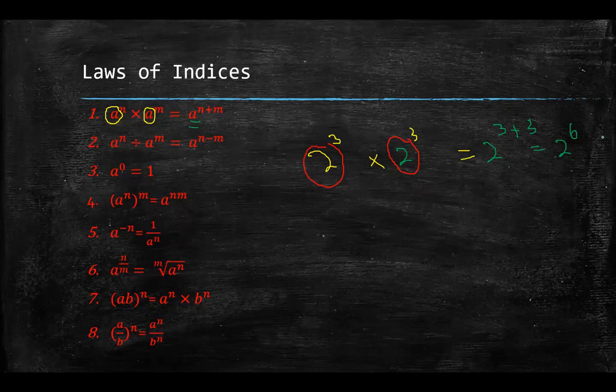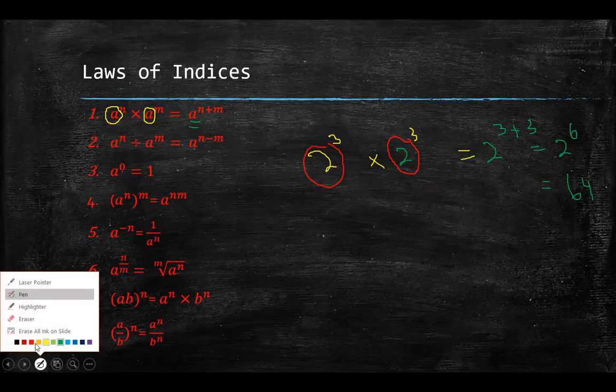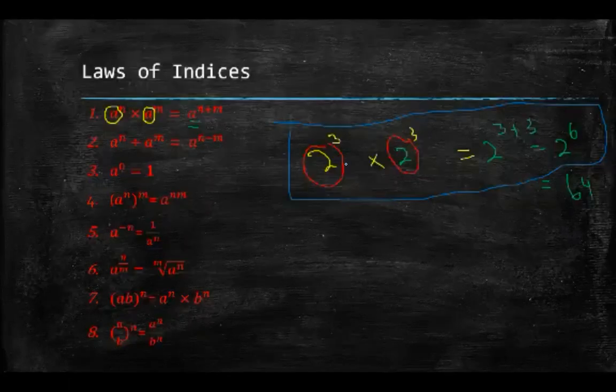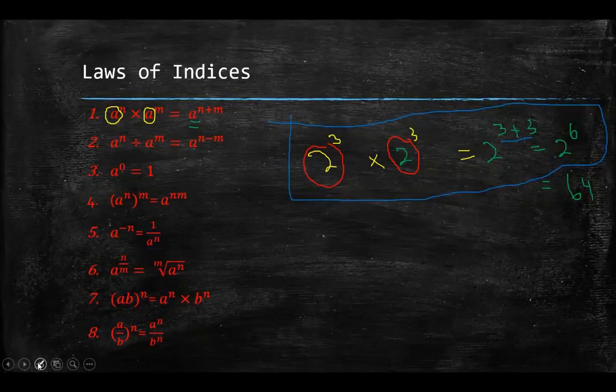Yes, no? Yes, miss. Okay, but you wouldn't leave it like this, because this could be simplified further. 2 to the power of 6 is 64. But I just wanted to show you the rule. So this is how you apply that. Must be the same base. And when they multiply by each other, you have to add the indices. So just remember that.